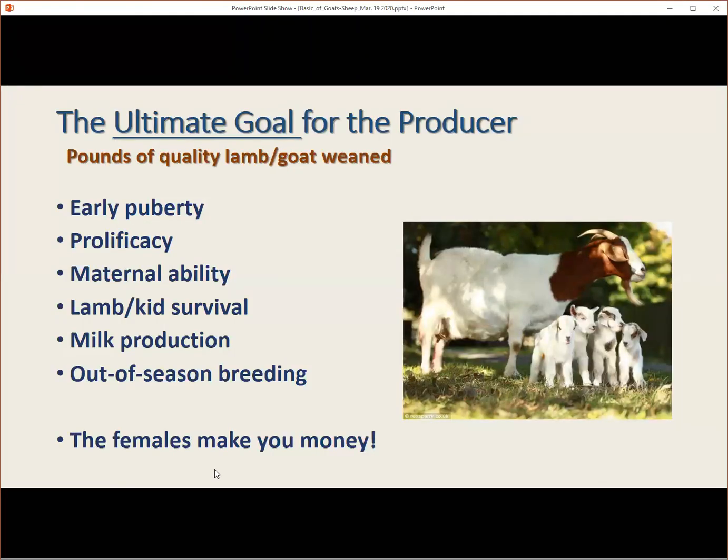The ultimate goal for a producer is that we're producing pounds of lamb or goat that we wean. That's what we're looking for. So we're looking for early puberty, how prolific they are, their mothering ability, how well the offspring survive, milk production, not only for dairy, but also for supplying milk to those young growing animals. And then out of season breeding may become important if you're looking to sell live animals or meat animals into one of these holiday markets where there's demand.